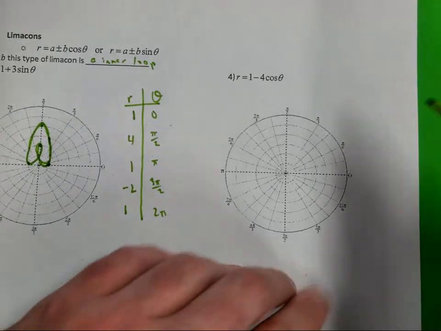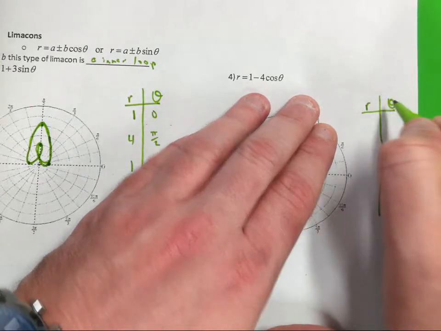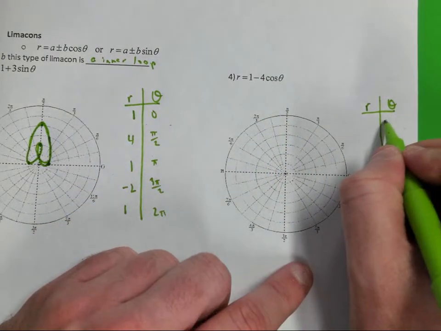All right, number 4. This is going to be an inner loop because the absolute value of A is less than the absolute value of B. Same points.